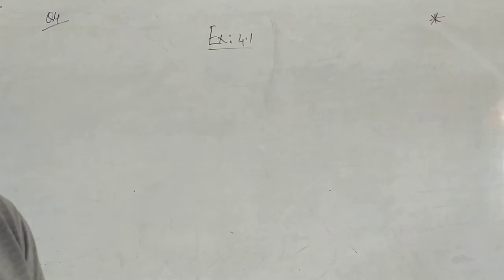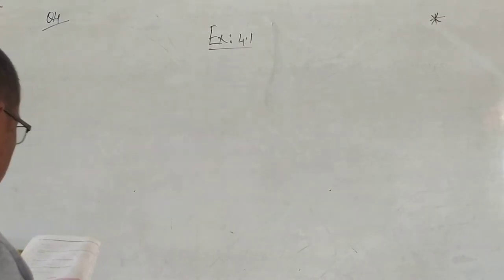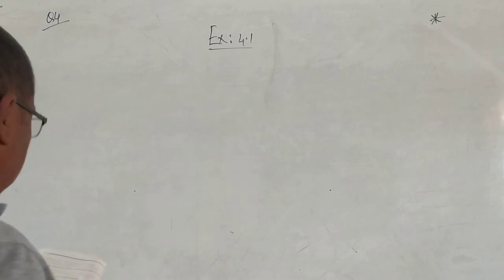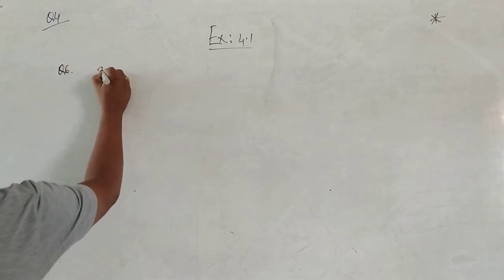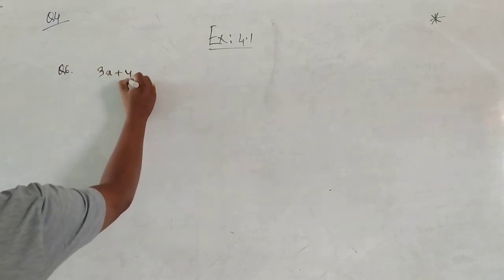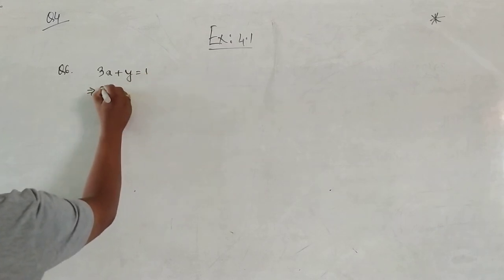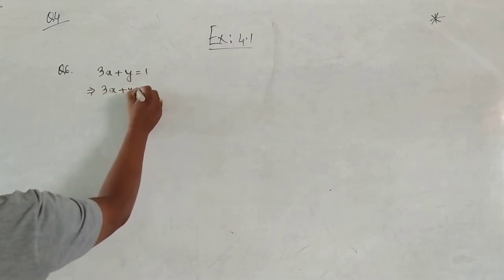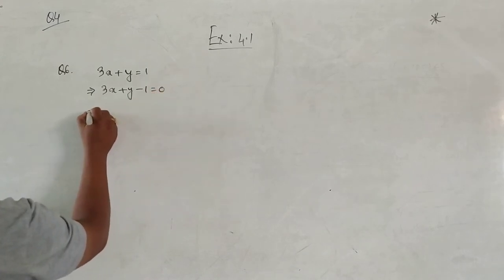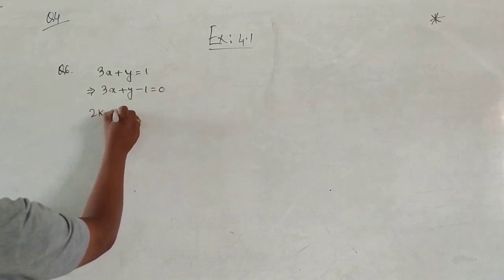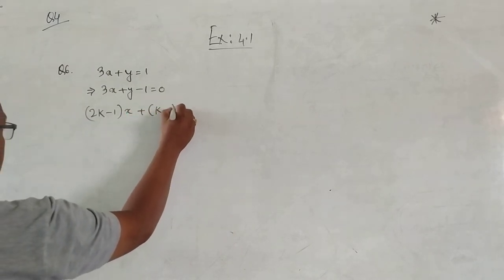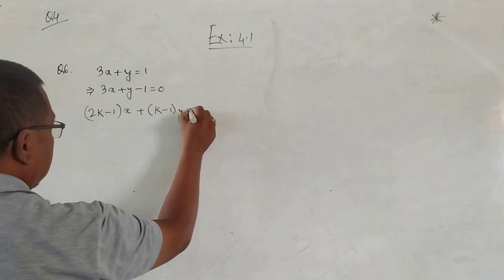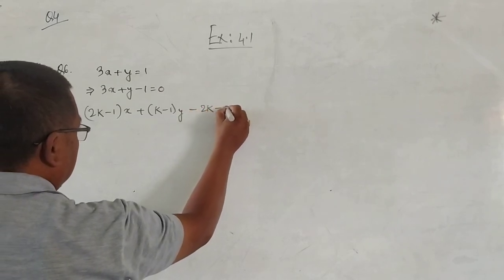Question number 6 in our textbook: find the value of the unknown k for which the pair of equations has no solution. The first equation is 3x + y = 1, that is, 3x + y - 1 = 0. The other one is (2k - 1)x + (k - 1)y = 2k + 1.